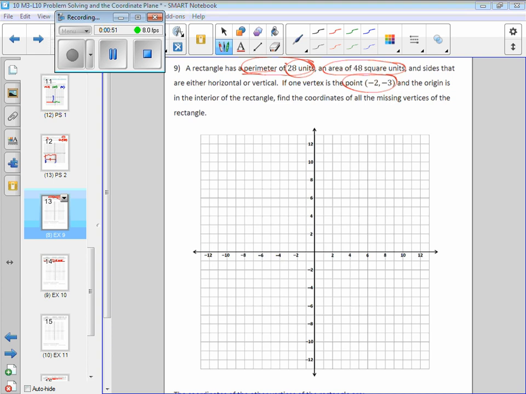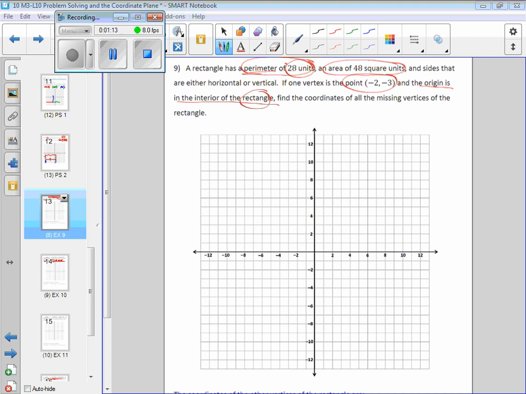Jacob. I circled vestibule. Okay, yeah, that's good. One more thing. Skylar. Origin is in the... Origin is, I'm going to underline it, is in the interior of the rectangle. Okay. Ready? Same strategy as we did with last night's homework.